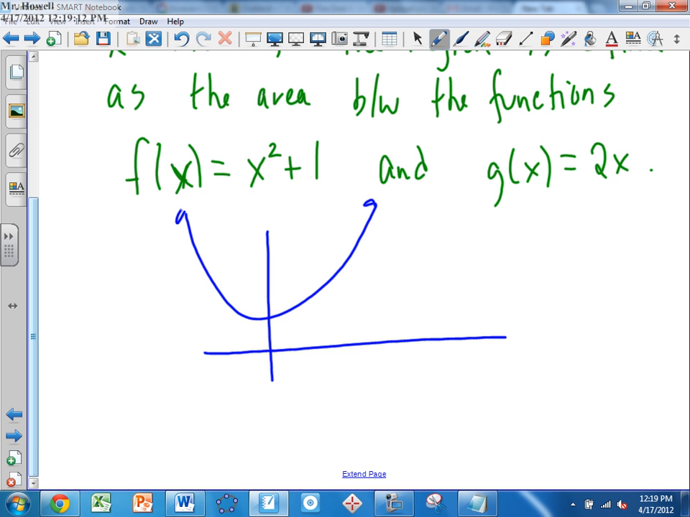And I do have to look at the whole function. It could be negative, right? It could have a negative side over there for x. There's no problem here. And the line 2x, what is that going to look like? Going up, right? Where does it intersect here?